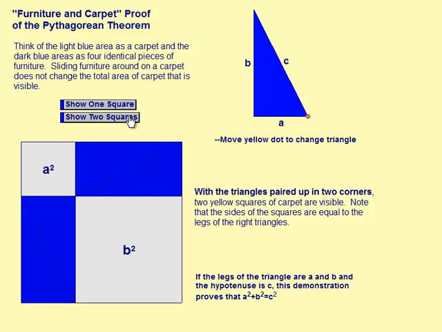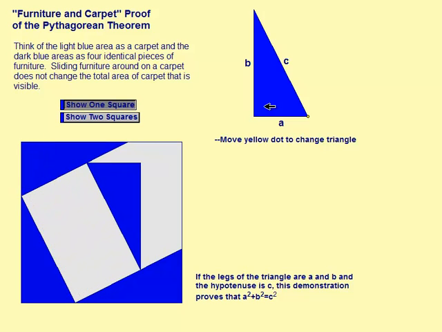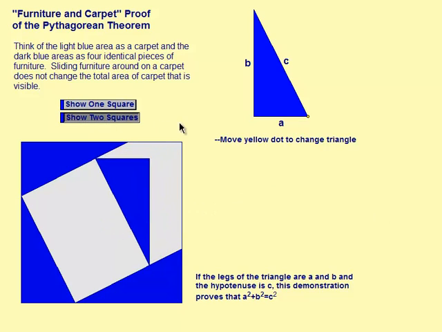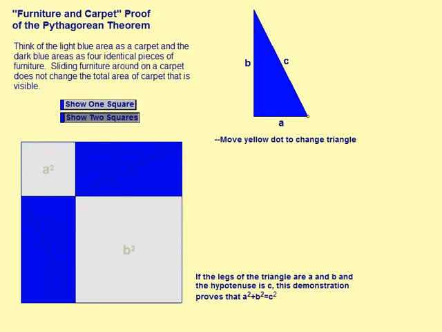Okay? Well, notice what happens if I simply rearrange the furniture. This carpet has a total area of A squared plus B squared at the moment. But if I simply move the triangles in this way, what we now have is a square whose side is the length of the hypotenuse, C. So the square here is C squared. So guess what? A squared plus B squared is equal to C squared.